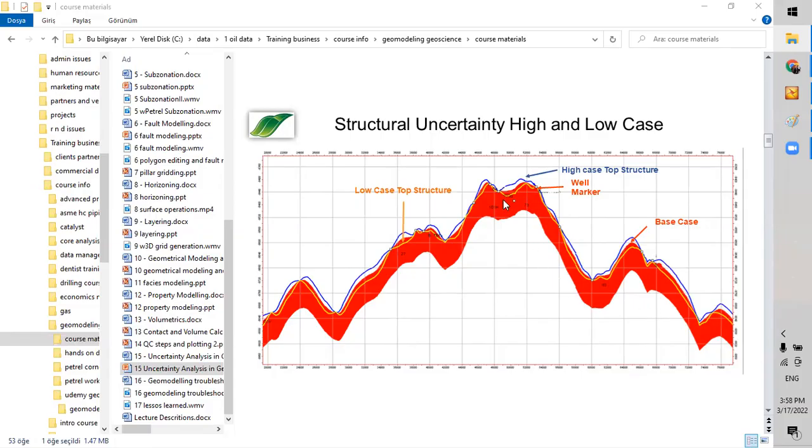Yes. And think about a smart person who gets the structure and then puts the oil water contact here, and calculates the volume between top structure and that level. So what is his mistake?